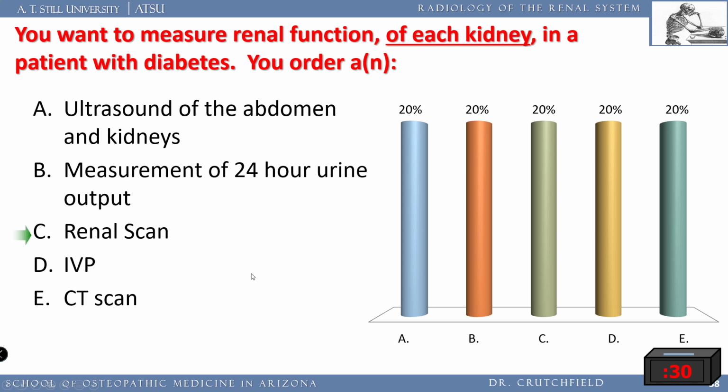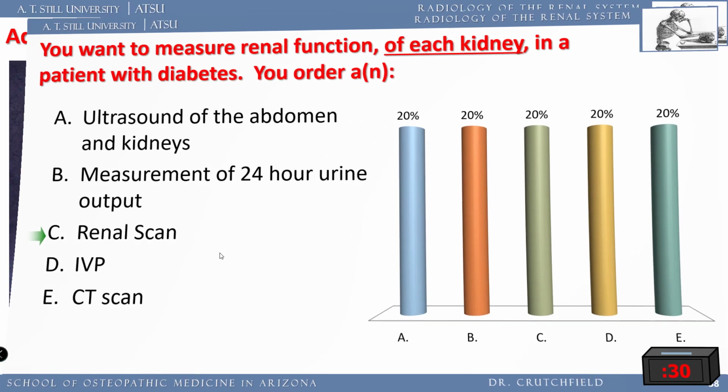So, of course, what are we going to do? We're going to do a renal scan because we want to look at the function of each kidney. Now, if I measure the urine output, that tells me how much urine both kidneys are putting out in 24 hours, but it doesn't allow me to separate it. It doesn't allow me to say, well, the right kidney put out 100 cc's and the left kidney put out 400 cc's. It doesn't tell me that. So we need a renal scan to tell its function.